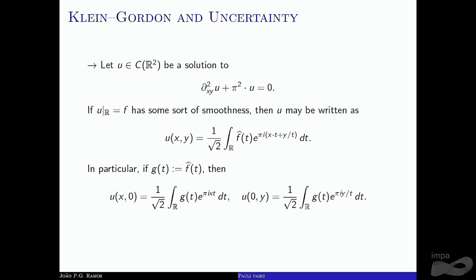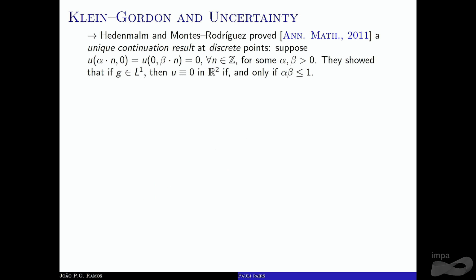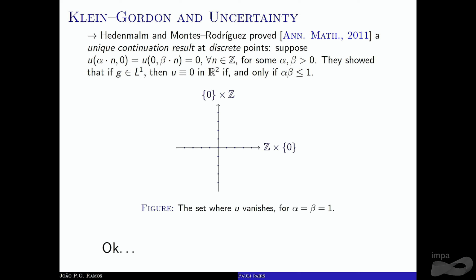You know how to compute solutions on the x-axis and on the y-axis. And what I need to tell you is that in their celebrated 2011 paper, Hedenmalm and Montes-Rodríguez showed that if I'm given the values of these solutions at a certain subset of the x-axis consisting of a rescaled version of the integers, and the same at the y-axis, and if the product of the scaling is at most 1, and that's where the normalization of the Fourier transform comes into play, then my solution is identically 0. And if the product of this scaling is at least 1, then we can find counterexamples. That's what they showed.